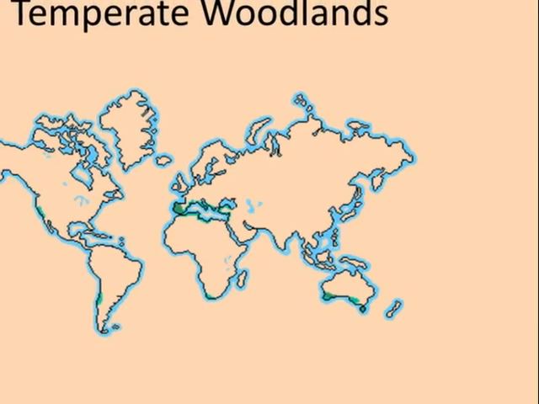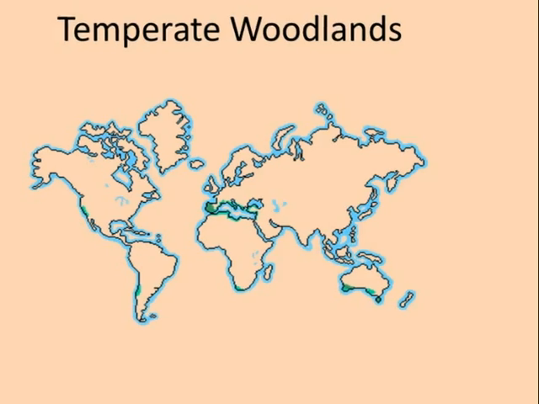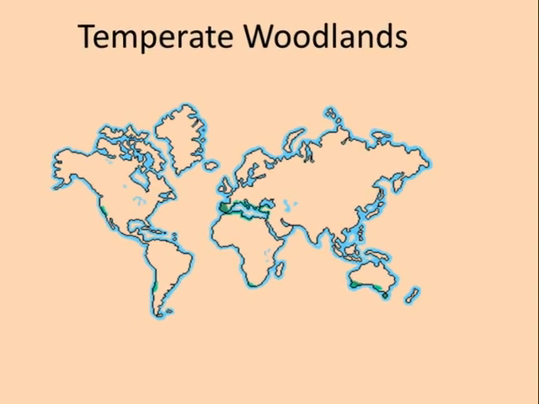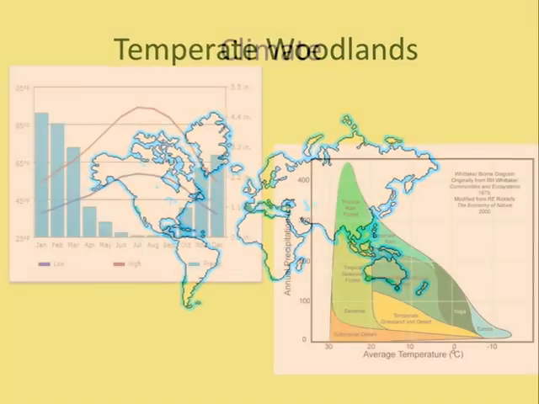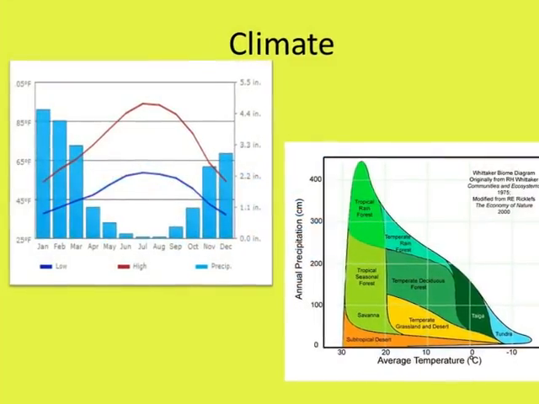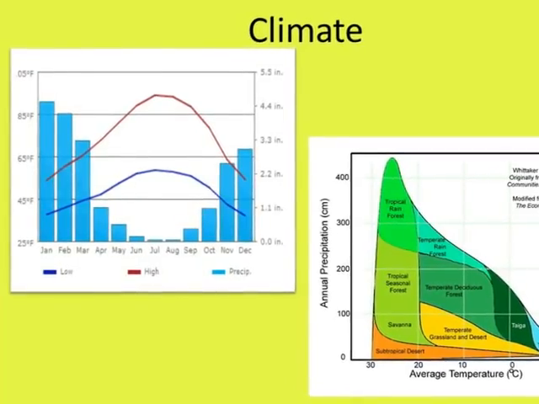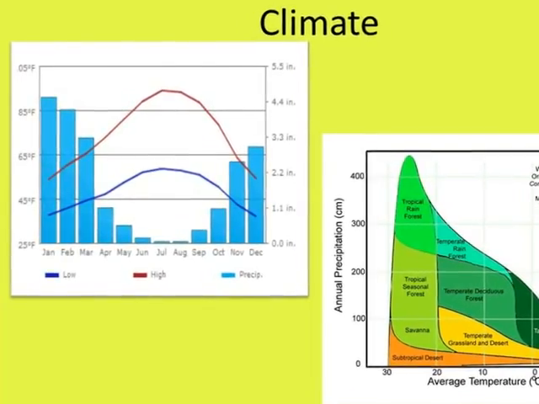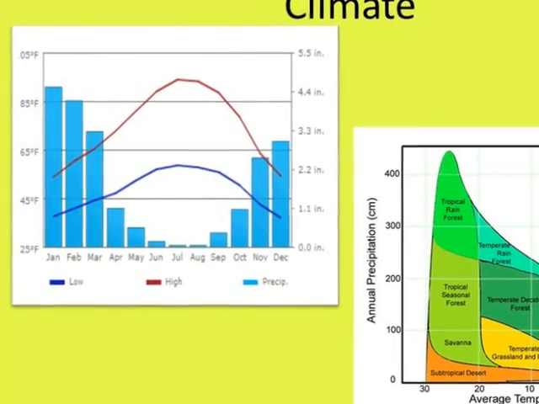Temperate woodlands exist over the western coast of North and South America and around the Mediterranean Sea, South Africa, and Australia, between 30 degrees and 40 degrees north and south latitude. Winters are very mild and summers are very hot and dry, which can lead to fires. Average temperature is 75 degrees Fahrenheit, and this biome receives about 200 to 1,000 millimeters of rain per year.